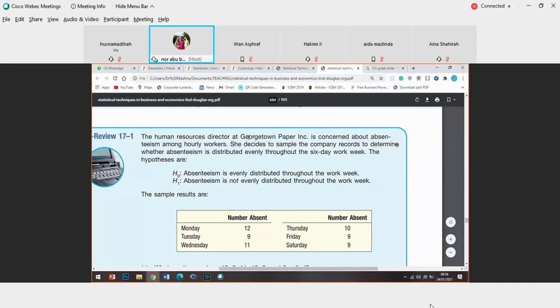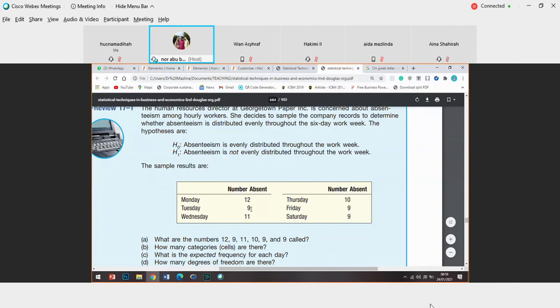Okay, Human Resource Director at this company, Georgetown Paper Inc., is concerned about absenteeism among hourly workers, and she decides to sample the company records to determine whether absenteeism is distributed evenly throughout the 6-day work week. Okay, jadi 6 hari seminggu bekerja. Okay, so they want to see whether it is evenly distributed or not evenly distributed. And these are the results.